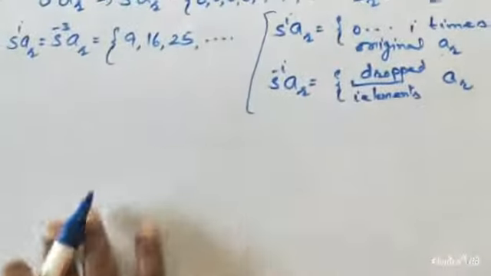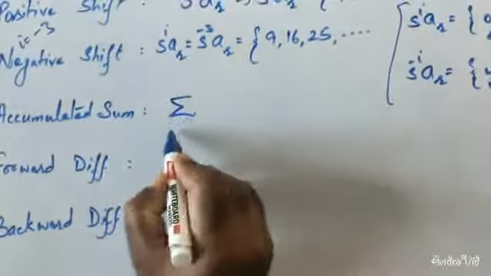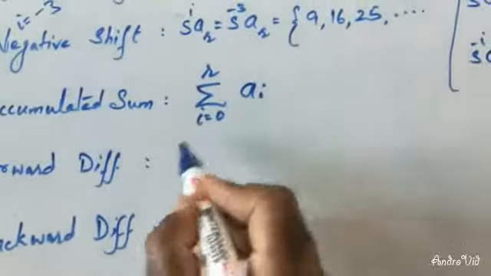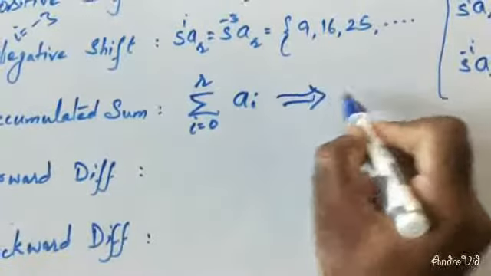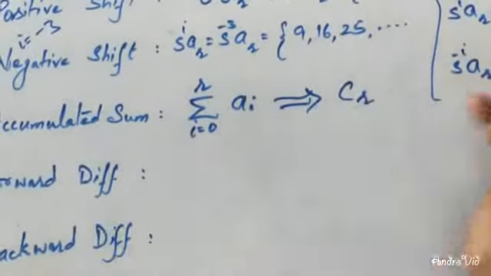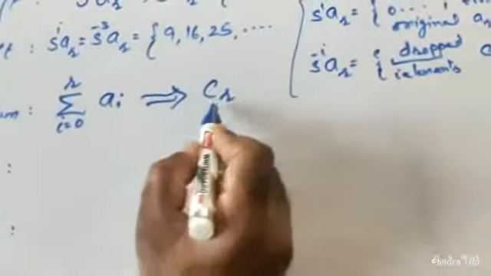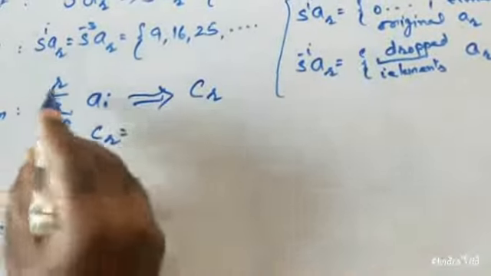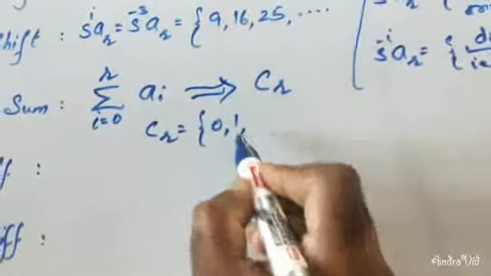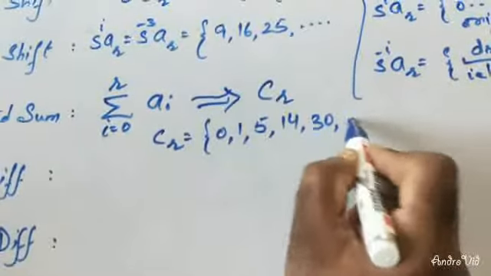So we will see other examples a few minutes later. Accumulated sum of a function a(r) is nothing but the sum for i equals 0 to r of a(i), and this will be generating some other function, say c(r). So in case of a(r), we know that the values are 0, 1, 4, 9, 16. So c(r) will be having the accumulated sum. So for c0 we will be having 0, c1 will be having 1, c2 will be having 5, then 14, then 30 and so on.